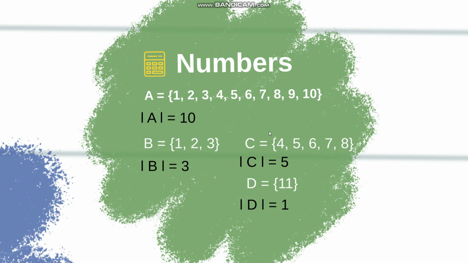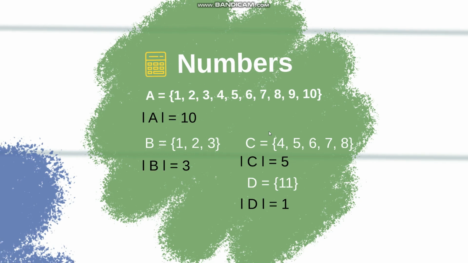Its cardinality would be 0, okay? Because by definition, when we say cardinality of a set, it refers to the number of elements. And if we're referring to the null set, the empty set, and there is no element in that set, then therefore the cardinality of that set is 0, okay?